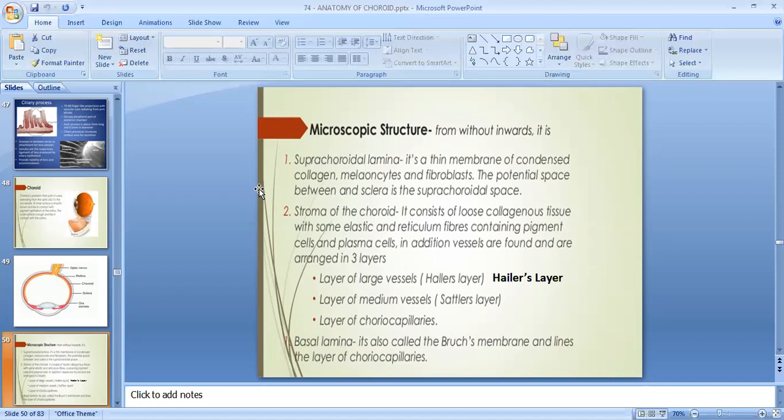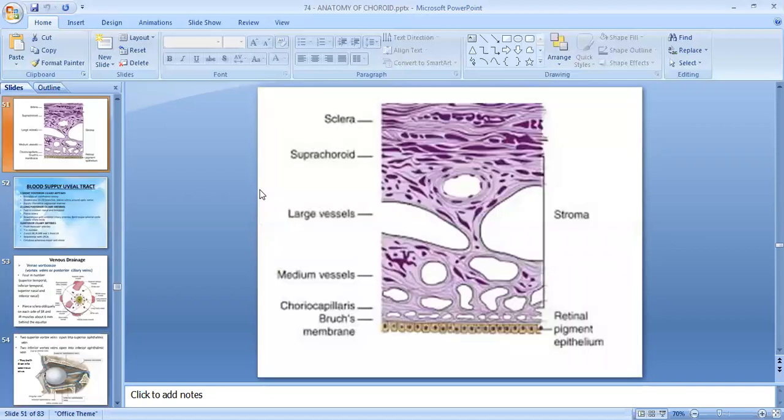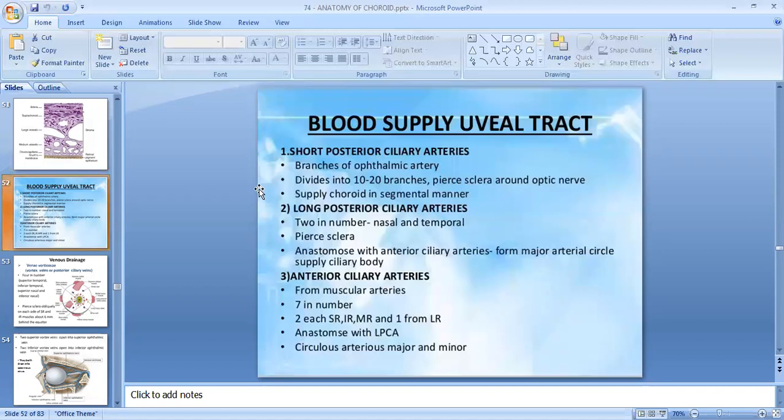And the third layer of choroid is the basal lamina. It is also called the Bruch's membrane and lines the layer of choriocapillaris. Here in this image, you see the various layers of the choroid. Then comes the blood supply of the uveal tract. Actually, the choroid is a part of the uvea or uveal tract.